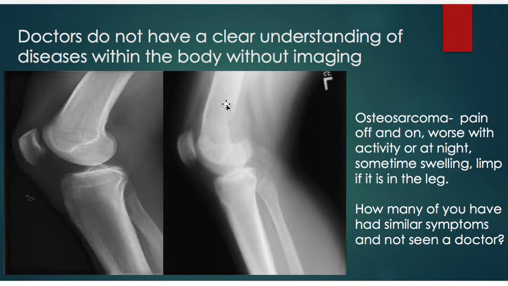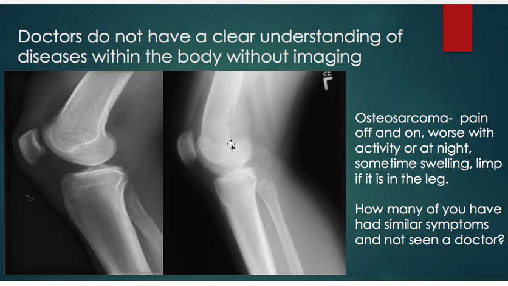There's a lot of times that without imaging, though, the doctors don't have a clear understanding of diseases within the body. So it's harder for them to determine what's going on without some sort of diagnostic imaging. If we look at this x-ray here, this is a knee x-ray, and this is a healthy, normal knee. You can see the outline of the bones, everything looks structurally well. This x-ray over here, can you see how it looks like somebody took a bite out of it almost, right?